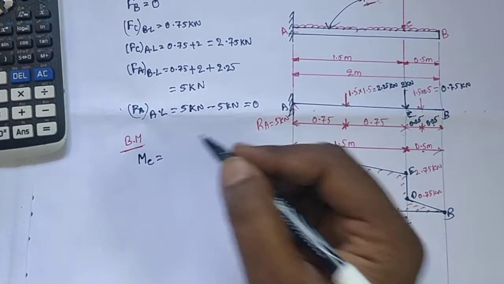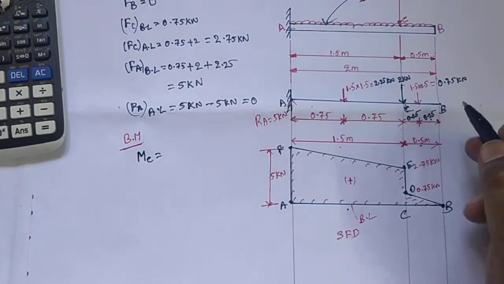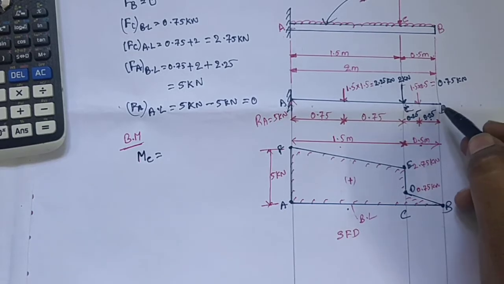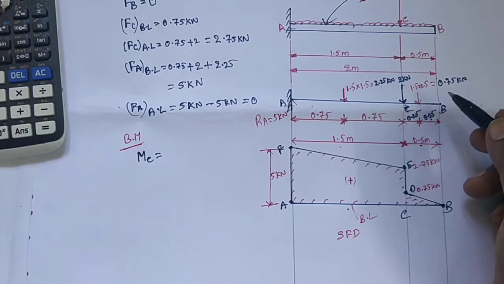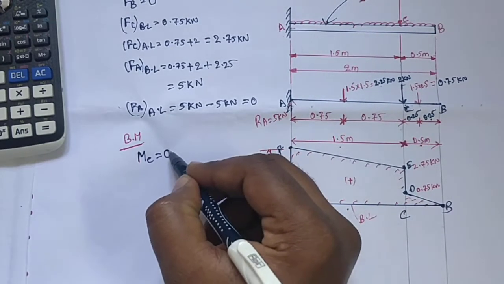Bending moment at point B. Here observe in the beam, at point B there is no load. There is no load, what happens? The bending moment value is also 0. Bending moment formula is load into distance. Here the load is 0, so the bending moment at point B is 0.